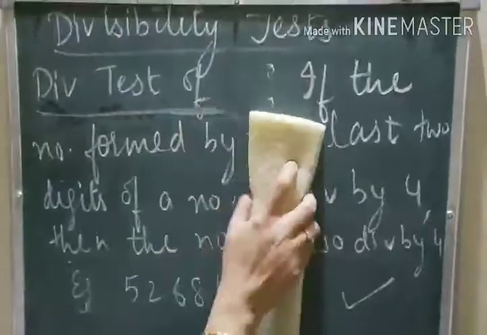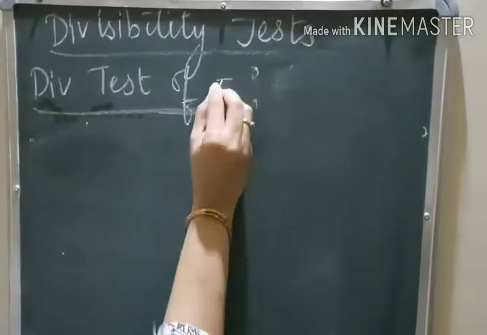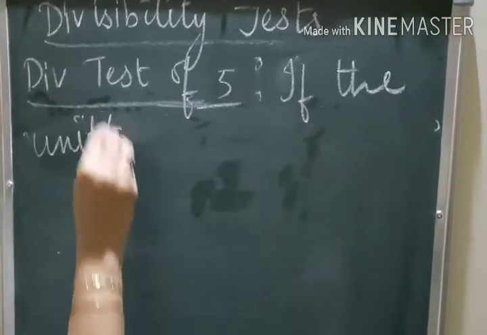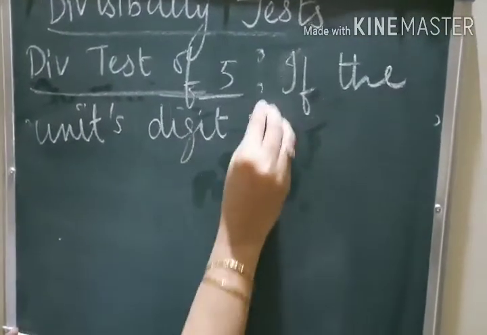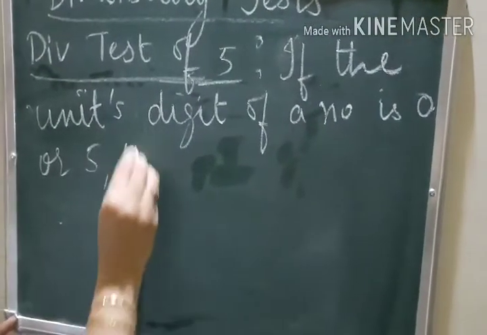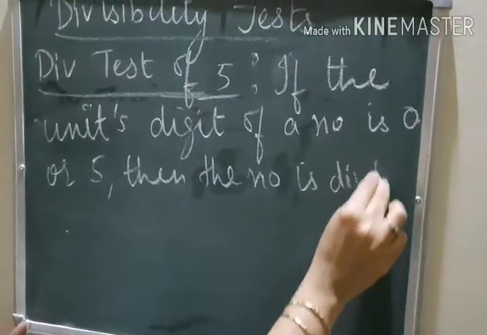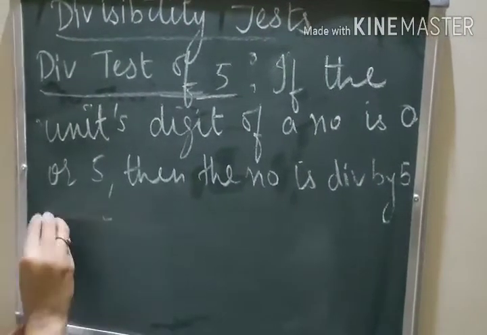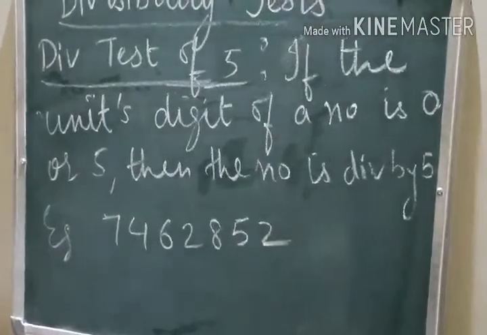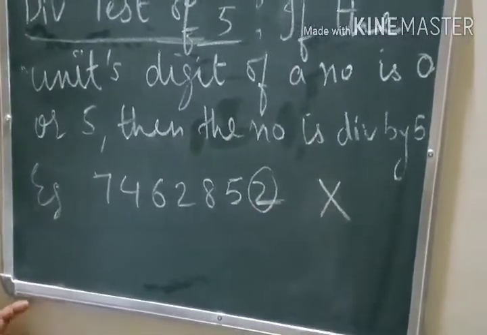Let's move on to the next divisibility test. Divisibility test of 5. Now for divisibility test of 5, what you have to see? That if the units digit of a number is 0 or 5, then the number is divisible by 5. You have to just see the last digit. For example, 746282. You have to look at the last digit. This is 2. This is not 0 or 5.